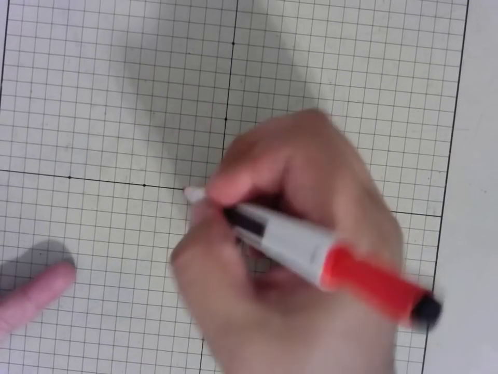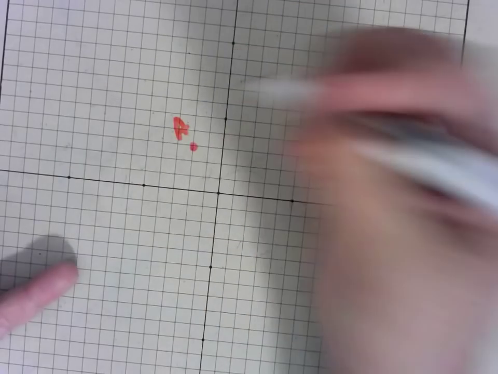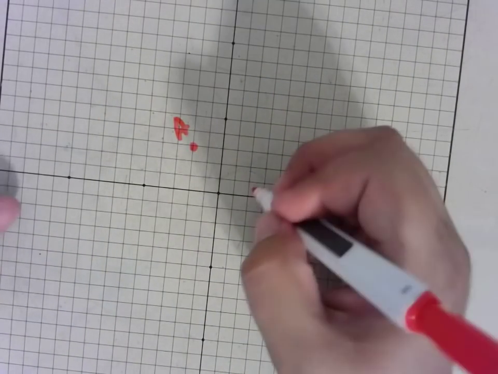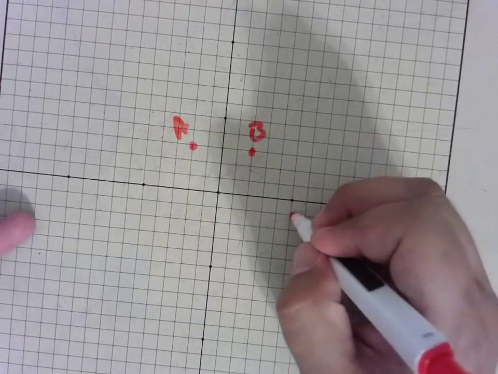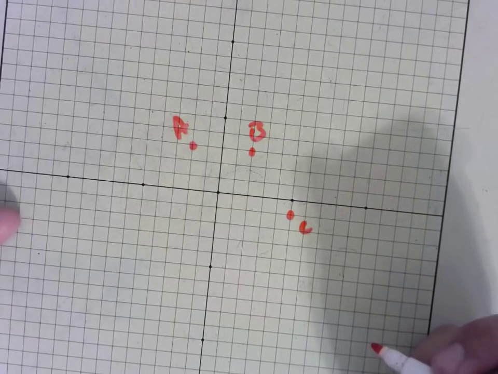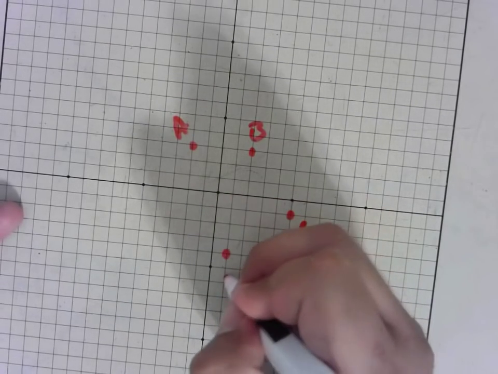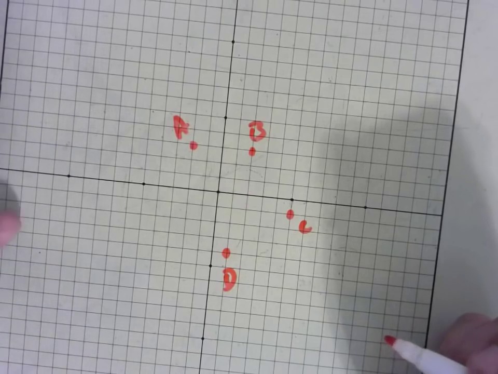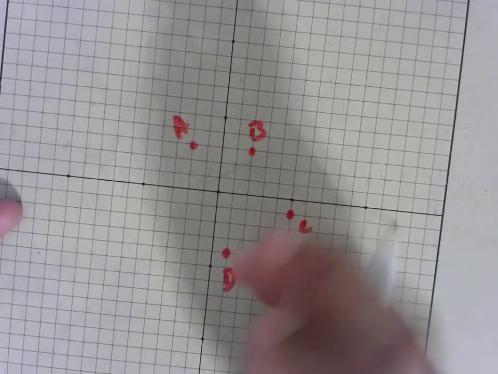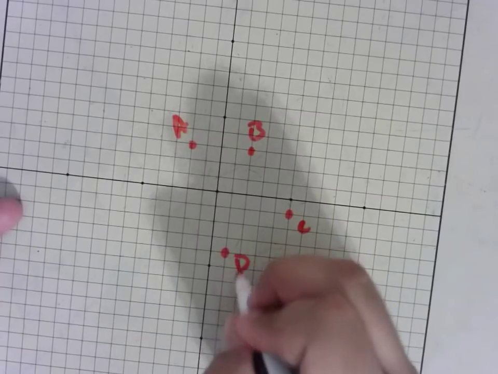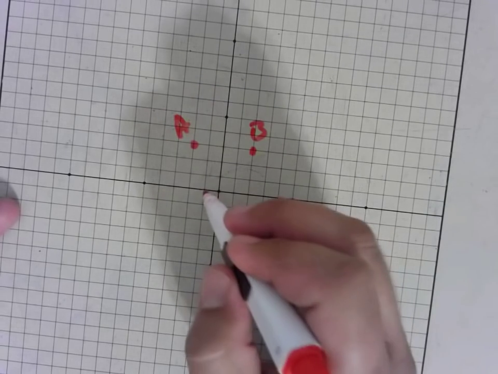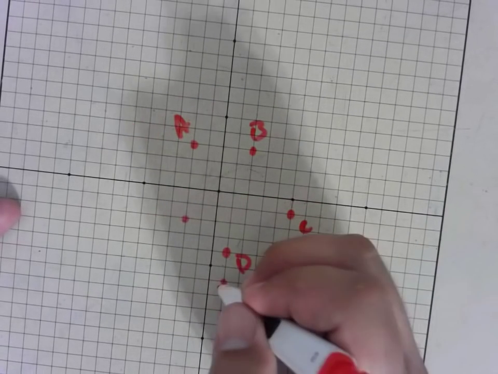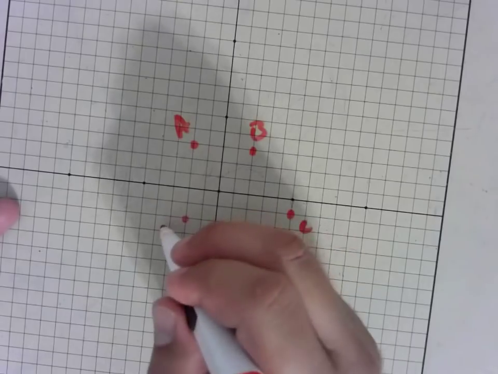A is at negative 2, 3. Negative 2, positive 3. There's A. B is at 2, 3. B. C is at 5, negative 1. C. D is at 1, negative 4. 1, negative 6. Remove my D. E is at negative 2, negative 2. There you go. So what is that? F.